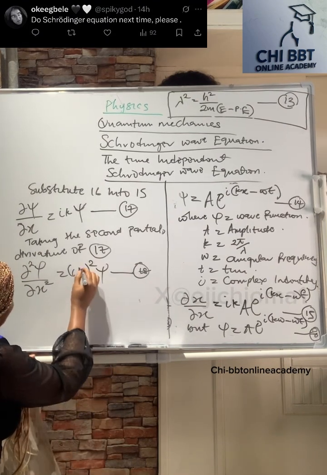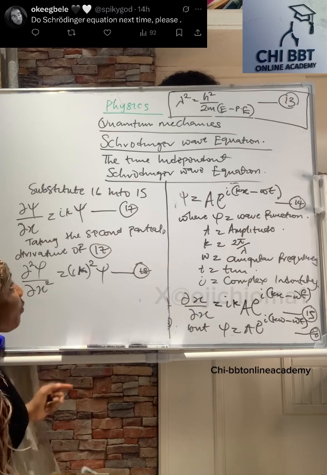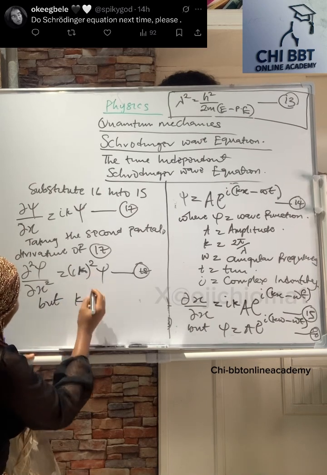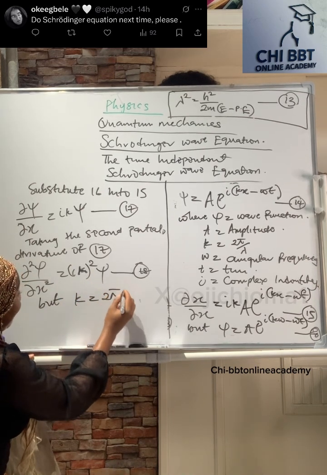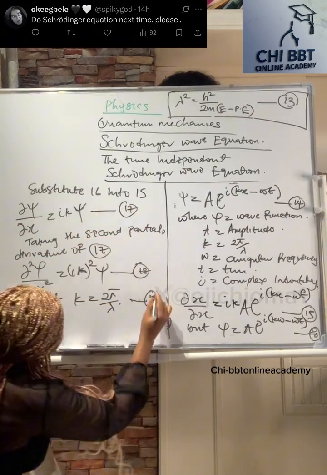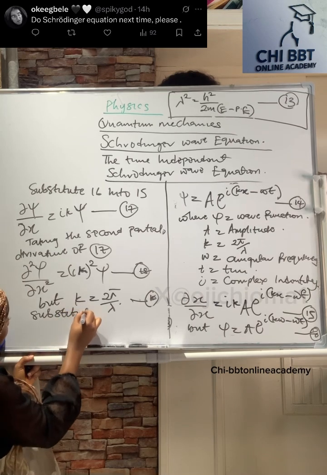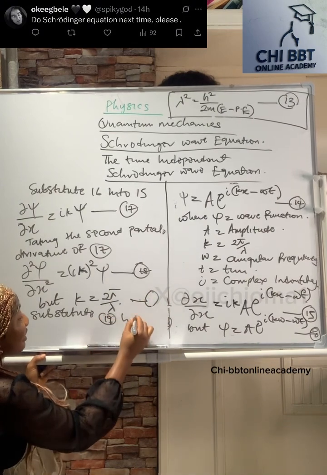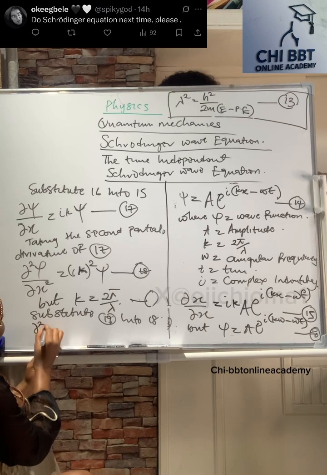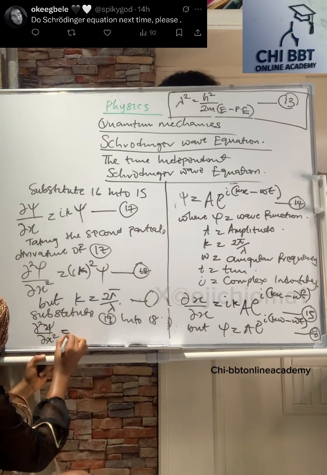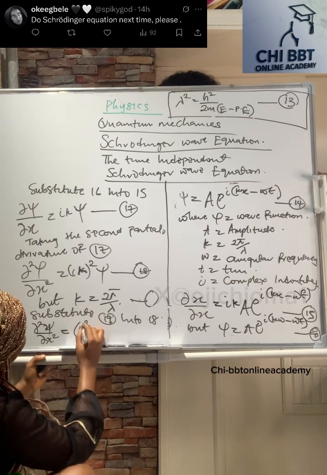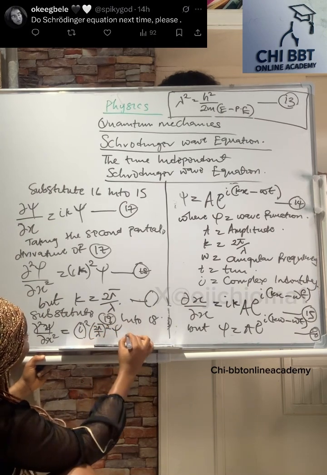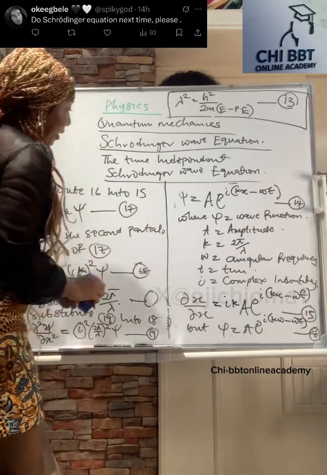So having this equation, we have k here. Now we need equation 13. Watch the way we need equation 13. But k is equal to 2 pi over lambda, that is equation 19. Substitute 19 into 18. If you do that, we have the second partial derivative of the wave function over x squared equals bracket i squared, then bracket 2 pi over lambda squared phi. That is equation 20. So let's bring that equation properly.